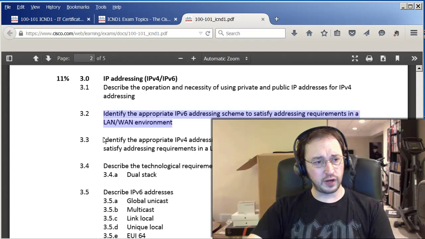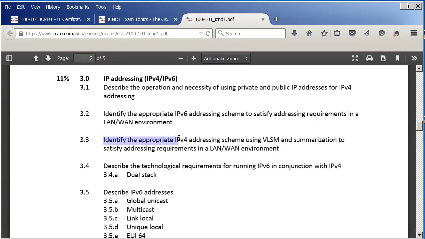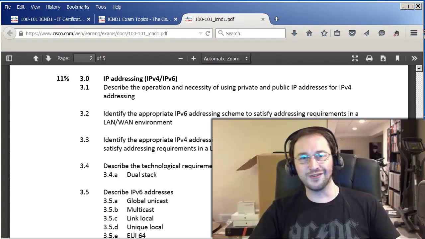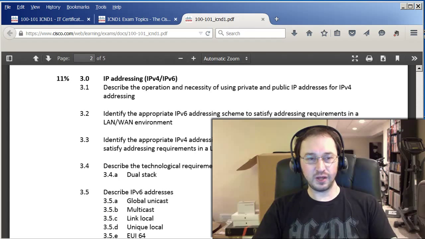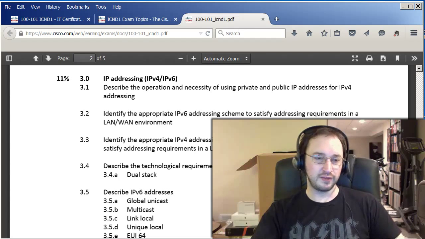Moving on here to 3.3, this is the real doozy, loaded question. It looks very subtle, but there's a lot to this. So identify the appropriate IPv4 addressing scheme using VLSM, so that's variable length subnet masking, and summarization to satisfy addressing requirements in a LAN-WAN environment. So this one is huge. This is one of those that I would say should be highlighted in a huge red or yellow highlighter pen, right? Because there's a lot to this question that's a bit subtle.